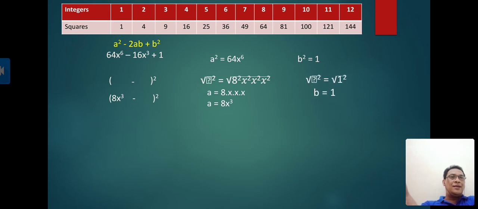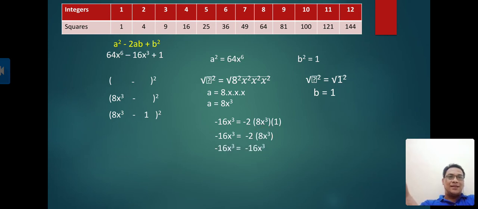Okay, so b is the square root of b squared, which is equal to the square root of 1, and b is equal to 1. Okay, let us get the middle term. So we have here negative 2ab. So negative 2 multiplied by 8x cubed multiplied by 1. Negative 2 multiplied by 1 is negative 2. Negative 2 multiplied by 8x cubed will be negative 16x cubed.